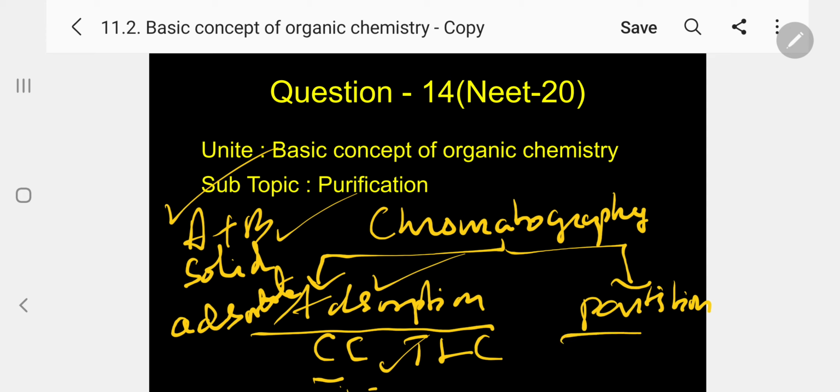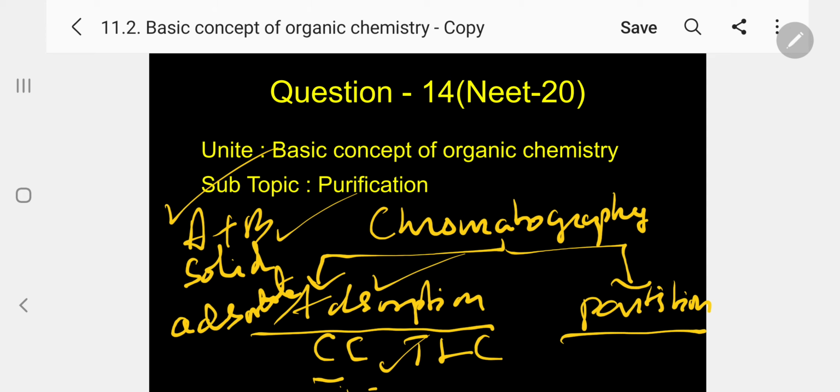Let me come to the partition principle. This is based mainly on two liquids. Kindly follow. A solute will be distributed between two immiscible liquids. The ratio of the concentration of solute in one solvent divided by that in the other solvent is constant, and this is called the law of the partition coefficient.